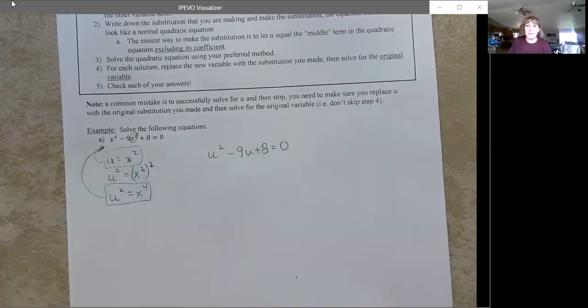We have a quadratic. So now you can use your different methods. You can use your factoring with this to find out what does U equal. You could use completing the square if you wanted to, but I'm going to factor.